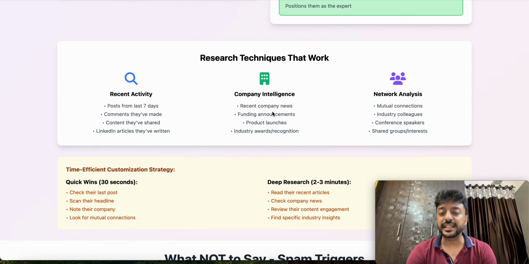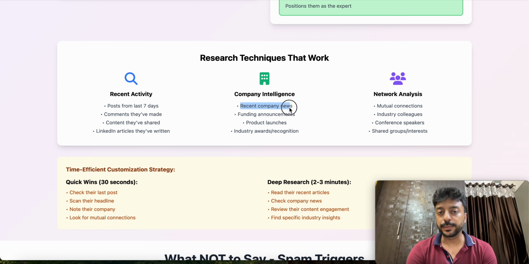So, research techniques that work. It takes time, but it is worth it in the end, because when you have identified your right prospect, now it's time to convert them into paying clients, and we should not be giving a gap in converting those people, right? So what you can do is, from their recent activity, posts from the last 7 days, just analyze them: comments that they have made in the last 7 days, content that they are sharing, LinkedIn articles that they have written, so you will get an idea about it.